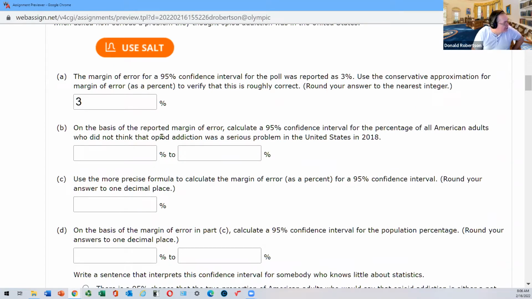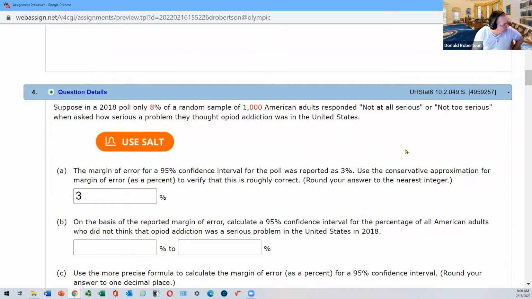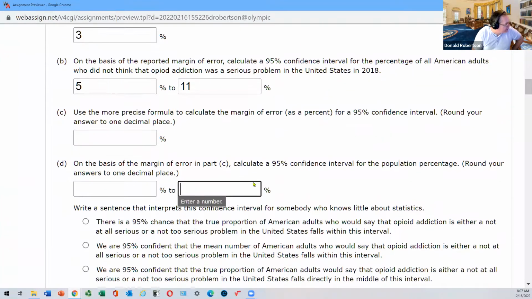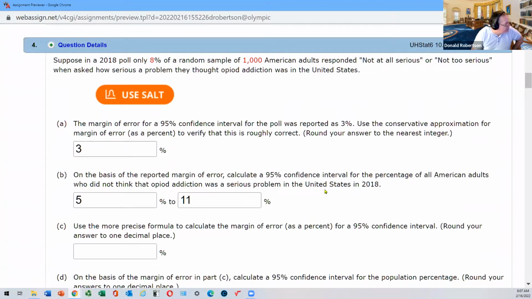Now, on the basis of the reported margin of error, which was in fact 3%, calculate a 95% confidence interval. Now, 8% take away 3 gets you 5%. 8% add 3 gets you 11%. So we're not using SALT yet, but it is coming. It then goes on, it says use a more precise formula and so on. So let's now use SALT. So instead of doing it by hand, I hit the SALT button.